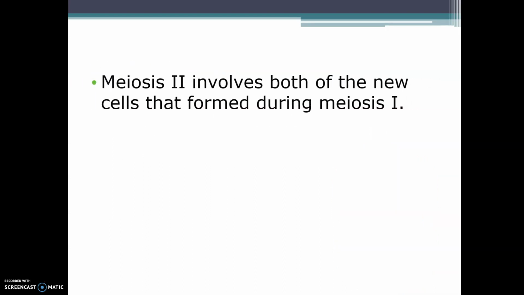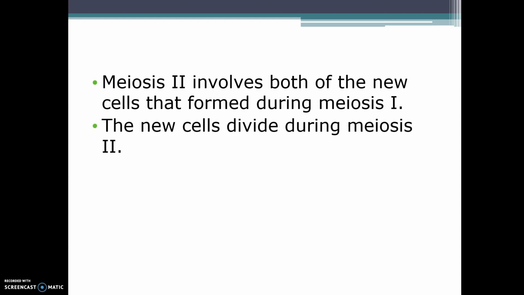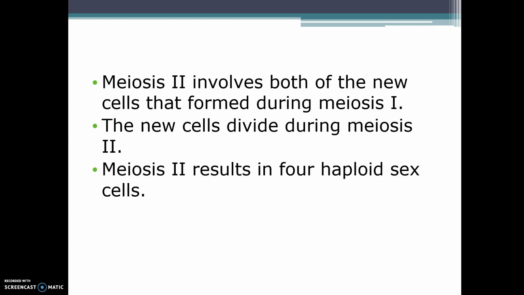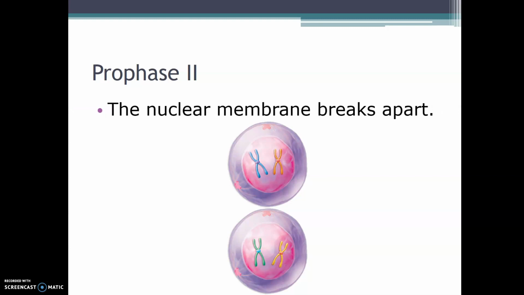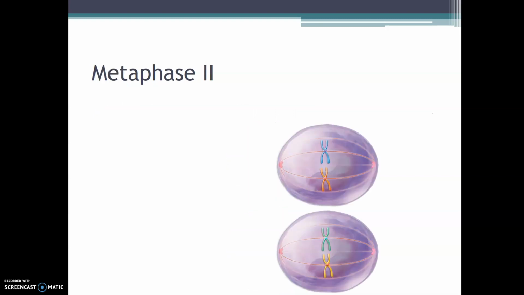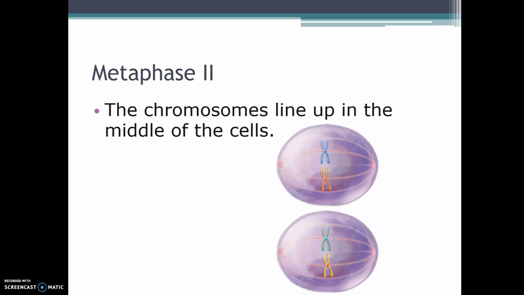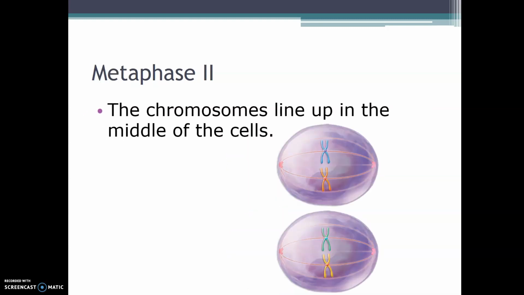In meiosis 2, we see a change happen. Meiosis 2 involves both of the new cells that are formed in meiosis 1, and the new cells divide again during meiosis 2. So meiosis 2 will result in 4 haploid sex cells. So here's prophase 2. The nuclear membrane breaks apart, and you've got those chromosomes lining up in the middle, metaphase 2.